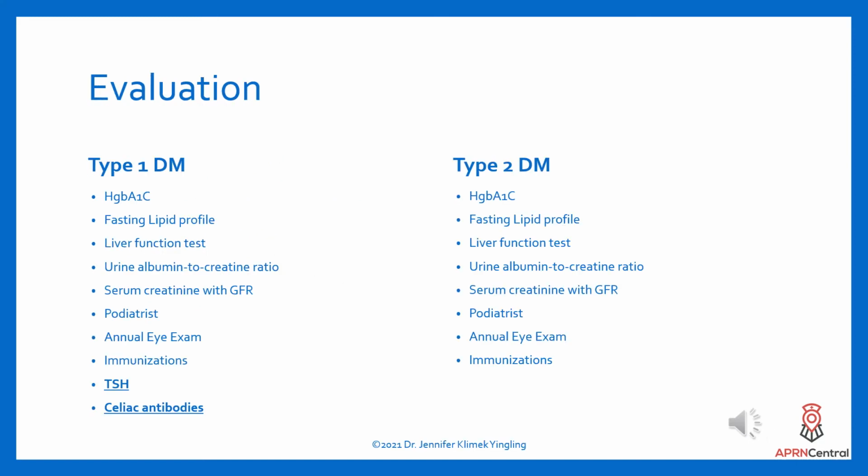Type 1 and type 2 diabetes, there's several things that need to be evaluated. When you think about these patients, you're going to want to make sure that you're monitoring a hemoglobin A1C. You're going to do that about every 3 months until your patient is under control. Fasting lipid profile, we want to make sure that we're staying on top of any risk factors that we can help modify. Liver function tests, we're going to be checking that urine albumin. Is there any protein in the urine? We're going to be looking at the serum creatinine with GFR.